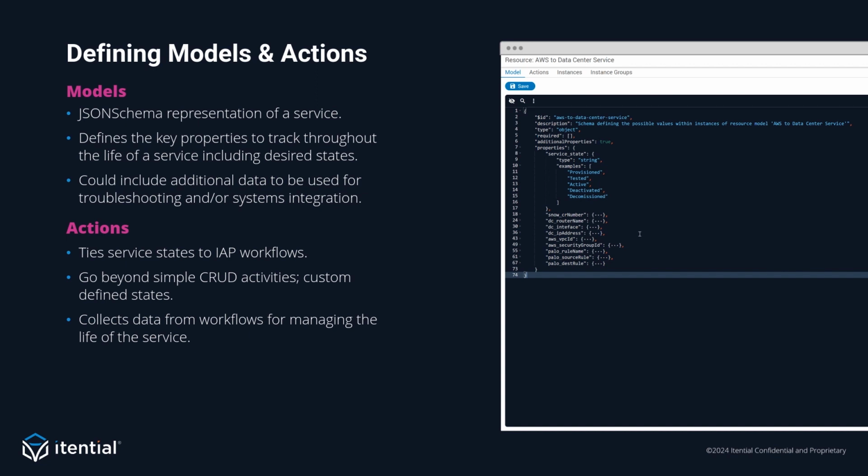Now, if models define our service, actions are exactly what they sound like. They allow us to perform some activity against or using that model. Now, the obvious things are the general CRUD activities you would see in any system: the ability to create one or more instances of the service, to be able to update a service, to read a service, to delete a service. And certainly those are where just about everyone starts when building stateful orchestration capabilities.